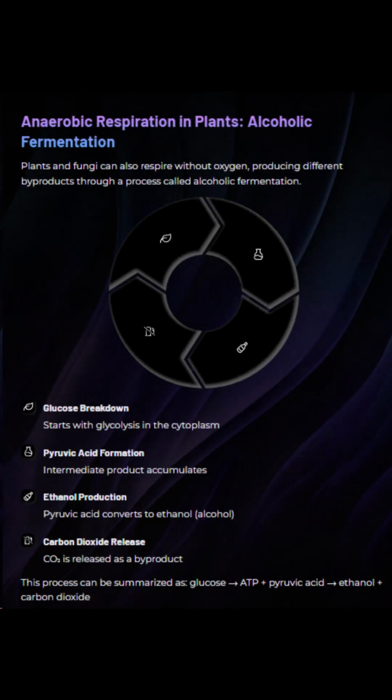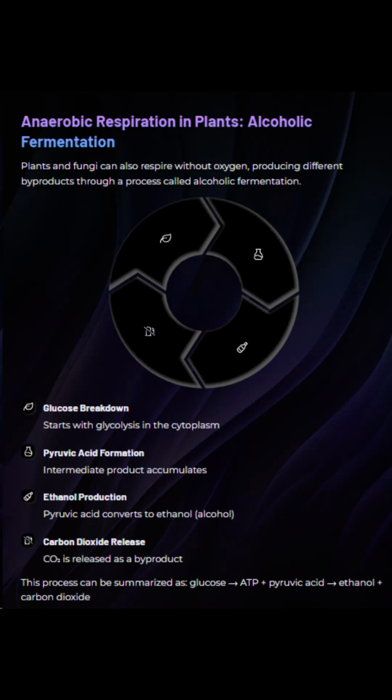Alcoholic fermentation. Sounds familiar. Like in brewing. Exactly. This happens in yeast and also some plants and other microorganisms. Glucose gets broken down, but instead of going through the Krebs cycle and everything, it ends up as ethanol, that's the alcohol, and carbon dioxide. And just a little ATP. Just a little from the initial glycolysis step mainly.